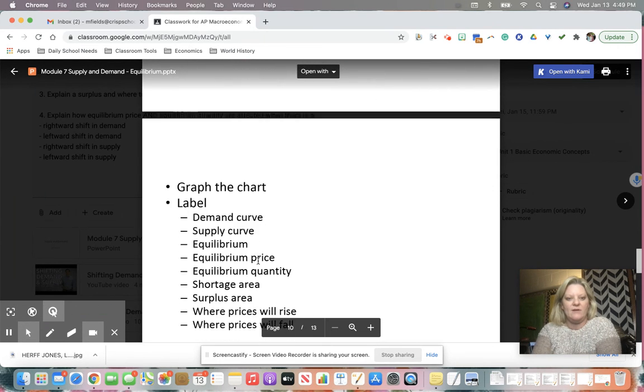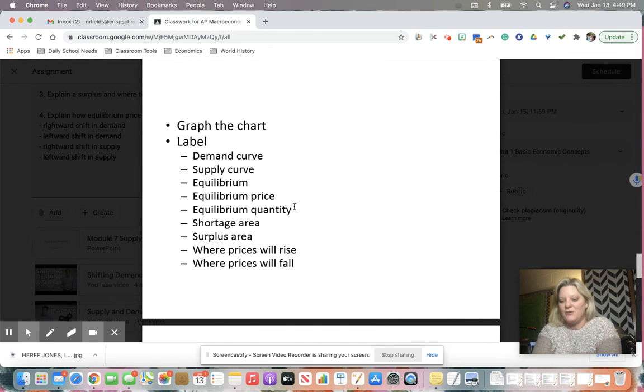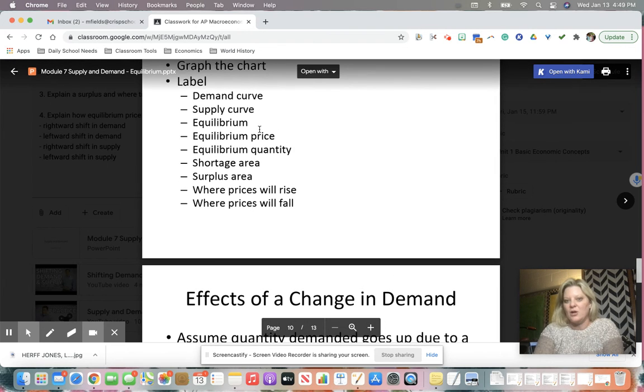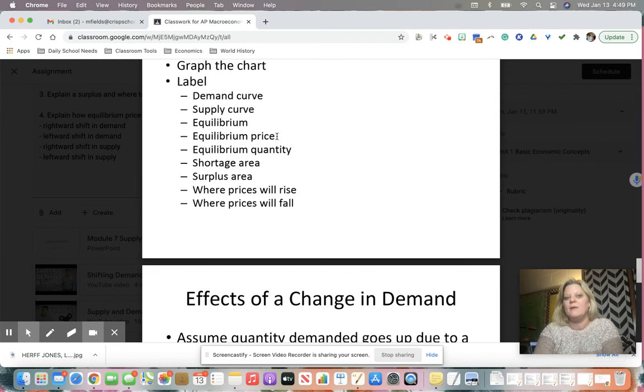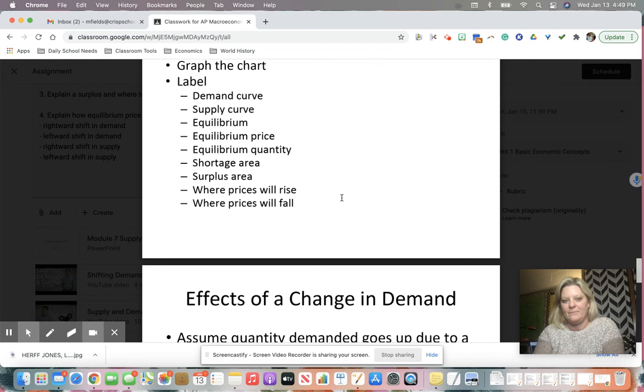All right, we've already graphed this chart. You already took your time and did that. So we saw our demand curve, supply curve, equilibrium price, equilibrium quantity, area of shortage, and area of surplus. You don't have to label where prices will rise and where prices will fall. Prices are going to rise if you're in a shortage area, and prices are going to fall if you're in a surplus area. But check your graph now and make sure that you have all of those labeled correctly.